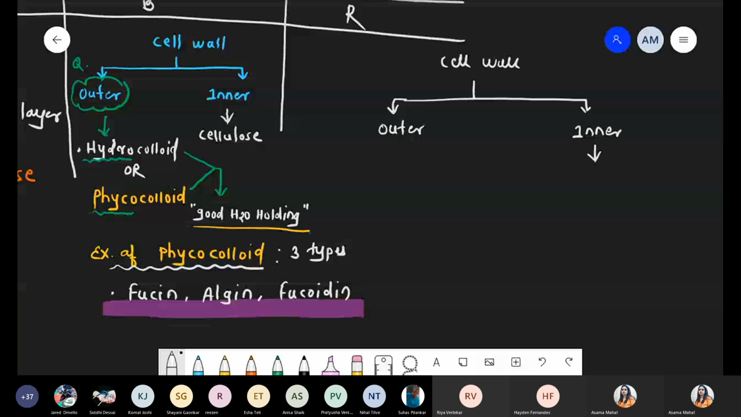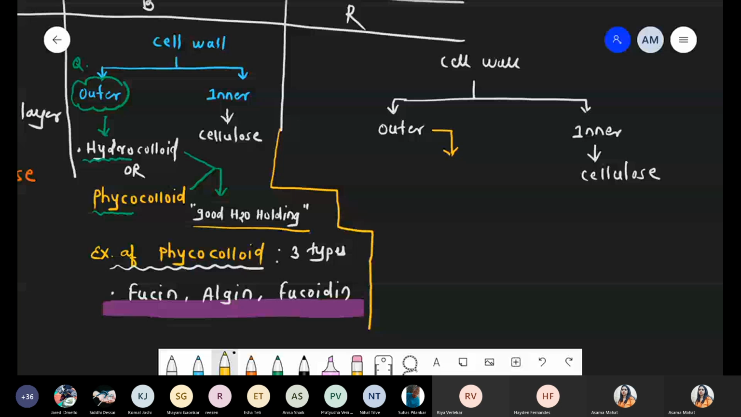Whatever the outer layer is present, that outer layer is made up of some material that is hydrocolloid. Again it has some hydrocolloid material, but the examples are different, right? And under the hydrocolloid, we are taking the examples. Again, here we are talking about these three types.